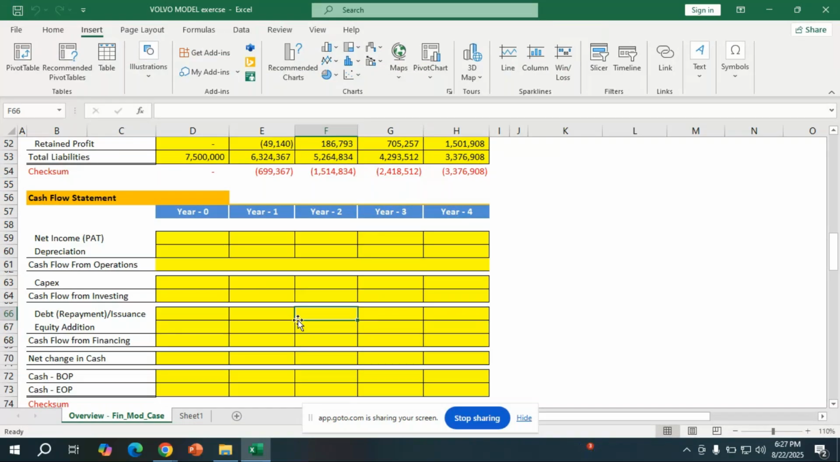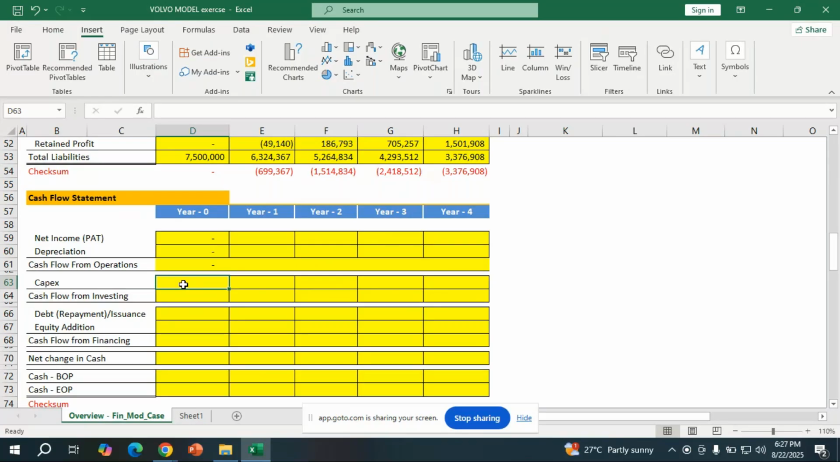So as I told, in the first year, your PAT in year zero will be nothing. It will be zero. Again, depreciation will also be nil. So which means for year zero, the cash flow from operations is what? Zero. So it will be completely zero. Okay. And now coming to the capex. Capex means capital expenditure. Capex. Capital expenditure.